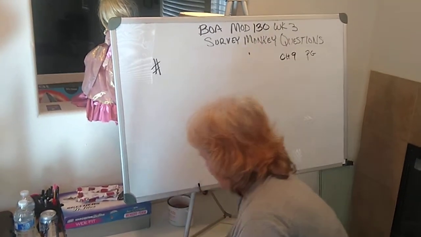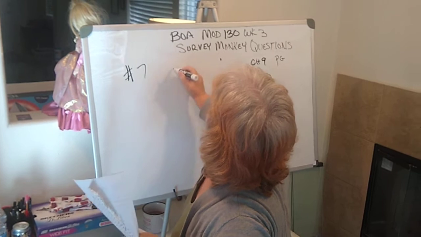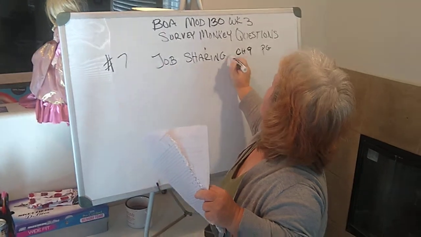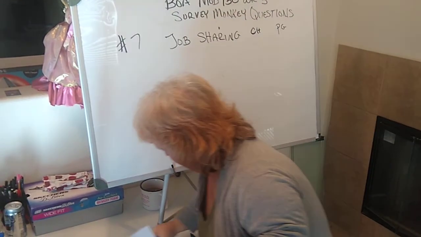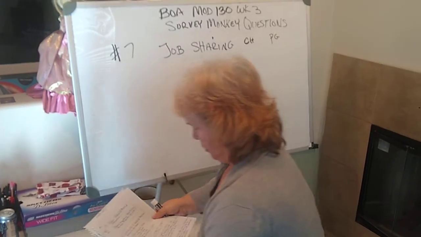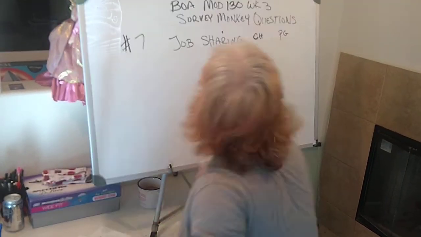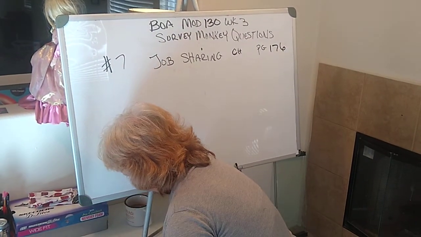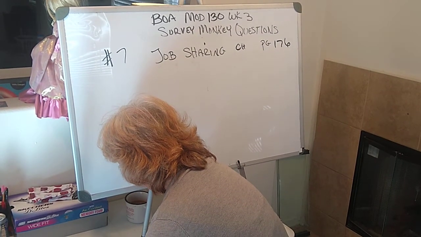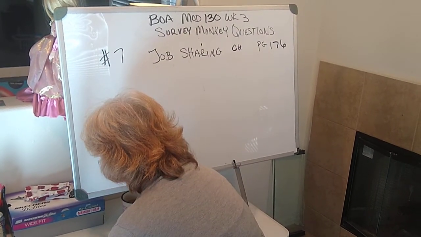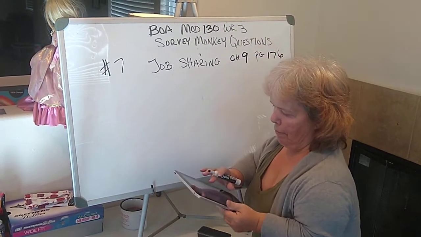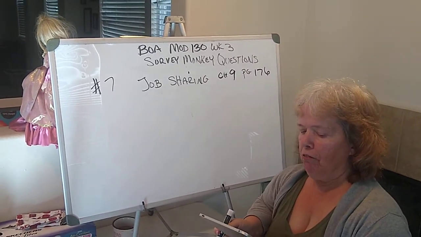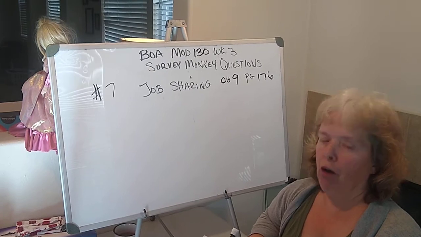Number 7 asks, what is job sharing? And I believe that is on page 176. So let's go to page 176. And we are still in chapter 9. Job sharing. It's defined as the performance of one full-time job by 2 people on part-time hours.